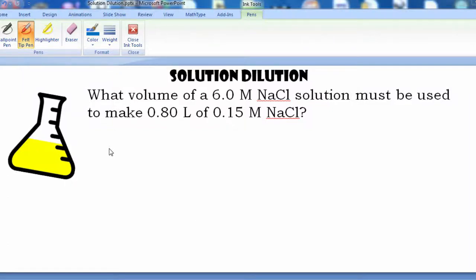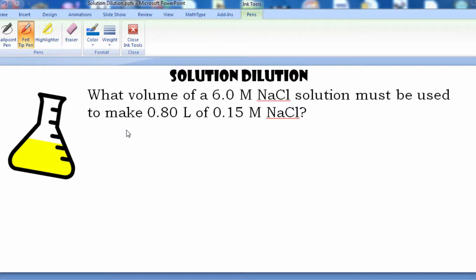Okay, we're going to look at solution dilutions. And we've already looked at this in class. This is a mini review for you. So we have the concentration times a volume, which gives us the number of moles.